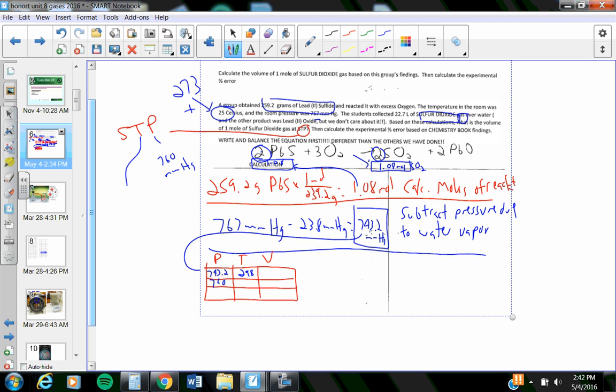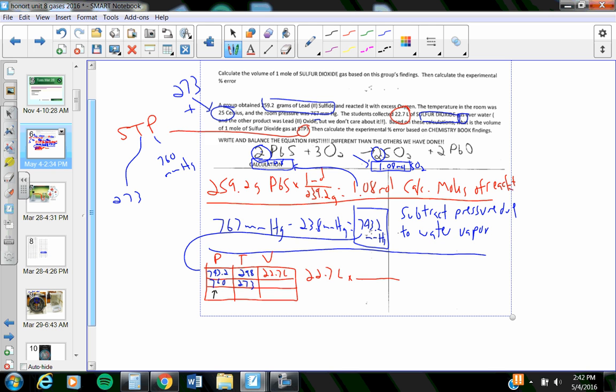What if we made it standard temperature? That would be 273. So we're trying to take a volume of gas they collected. Let's find it. They collected 22.7 liters. We're trying to take 22.7 liters and figure out what volume it would be if we made it standard temperature and pressure. So I ask myself the question, if we change the pressure from 743 to 760, what is that? That's an increase in pressure.